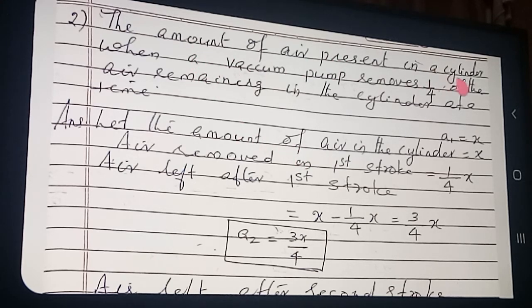The amount of air present in the cylinder. Okay, the amount of air present in the cylinder is each term. Then see how the term is forming: when a vacuum pump removes 1/4 of the air remaining in the cylinder at a time. So how much present air is there? It's 1/4 removing. After that, how much remaining? Have you understood the wording? So this is x and how much removing? 1/4 removing.